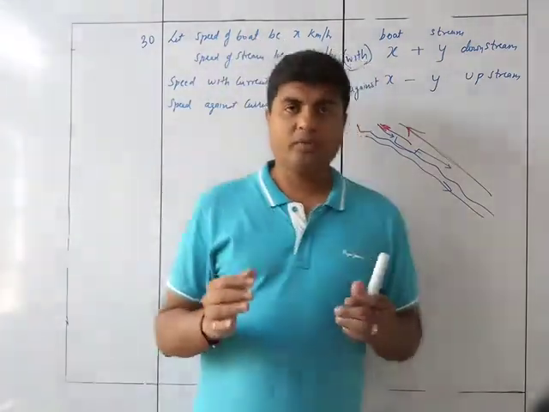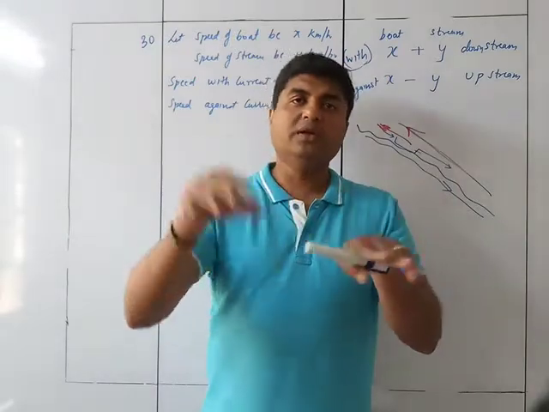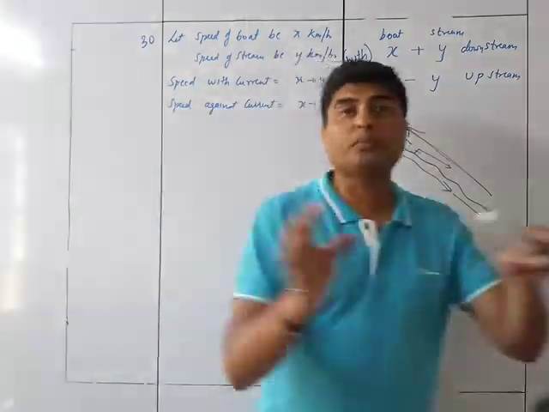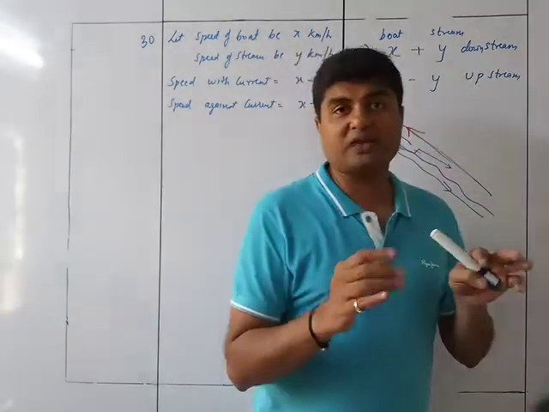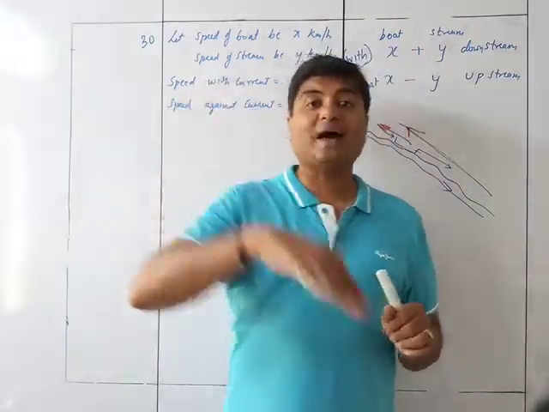If you are swimming, when you are going with the flow of the river, then swimming is very easy because the water pushes you. So your swimming speed plus the water's speed both add up together, and that is called the downstream.